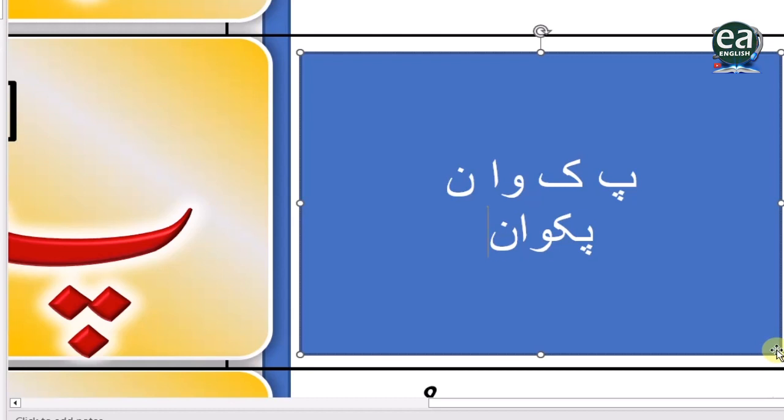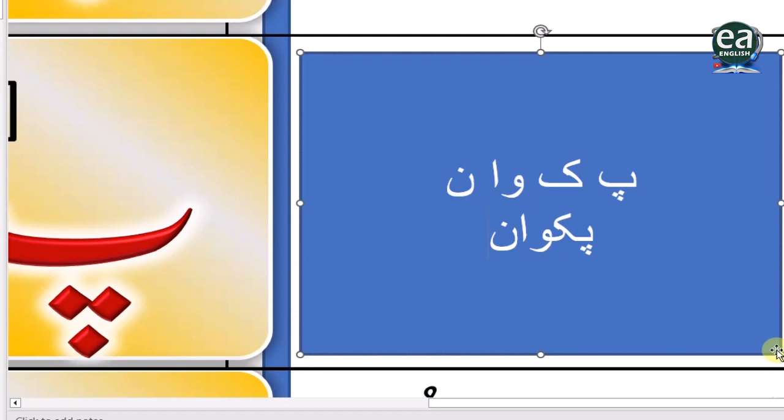Pakwan. Pakwan, like the menu which you find at a hotel table. Sir, what do you want to eat? This is our menu which we are going to serve today. So this is called pakwan.